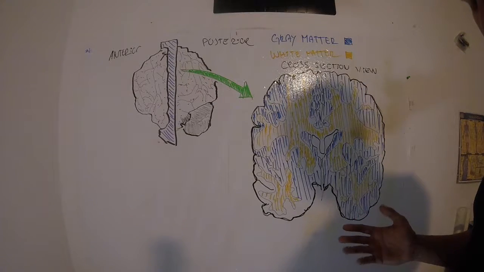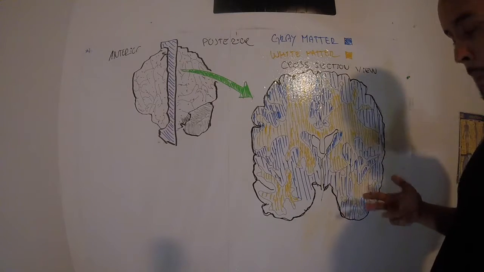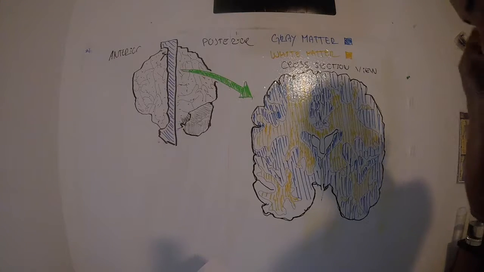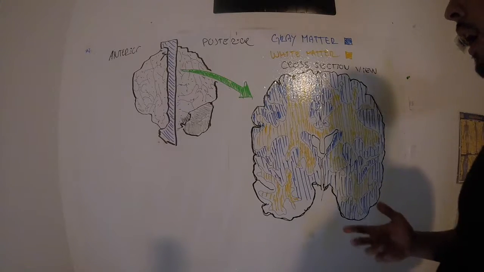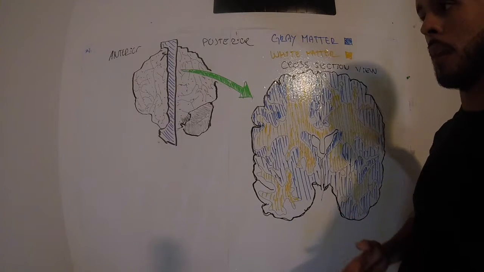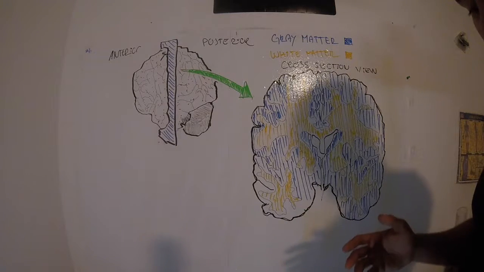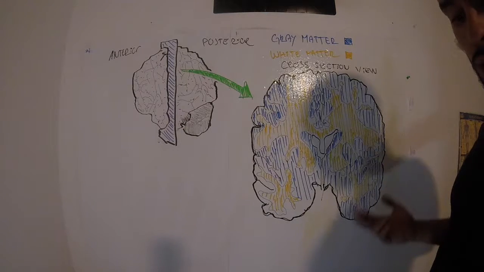And the second kind of fiber that we're looking at is the projection fibers. Projection fibers basically link areas of gray matter in the brain to structures that are not the cerebrum. These structures can be things like the brainstem, for example, the pons and midbrain, and areas like that. And the third kind of fiber that we're looking at is the commissural fibers.